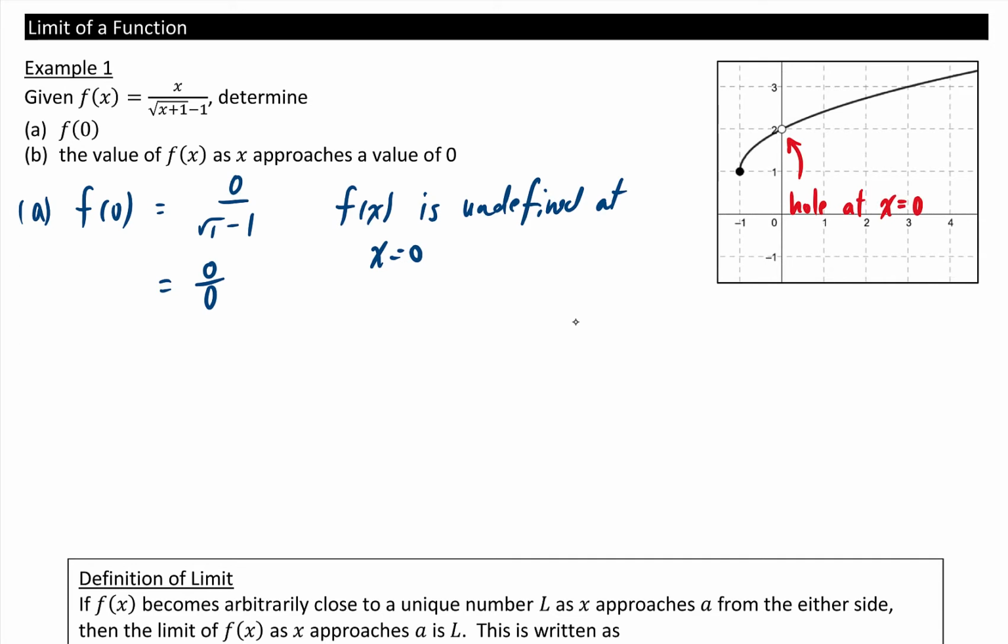Part B. What is the value of f of x as x approaches the value of 0? So keyword here, instead of saying equals, what is the height of the graph as you approach 0? And there's two ways you can approach 0. You can approach 0 from the right, and you can approach x equals 0 from the left. And you notice as you approach from either side of x equals 0, the height of the graph is approaching a value of 2.